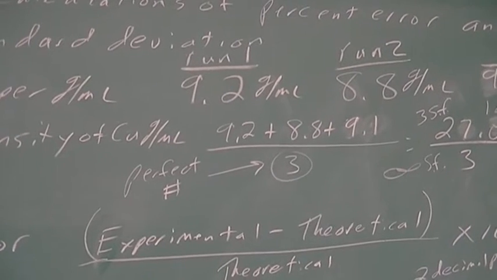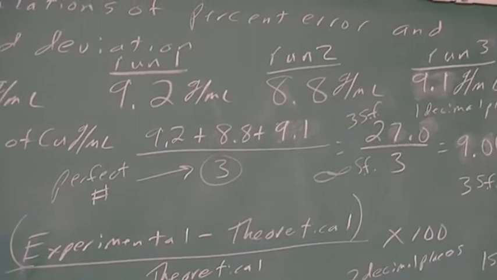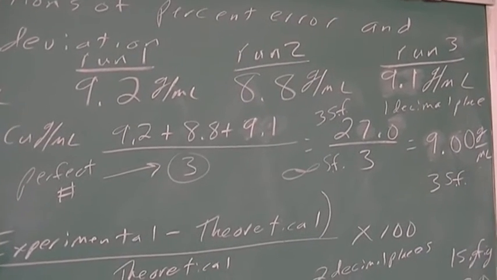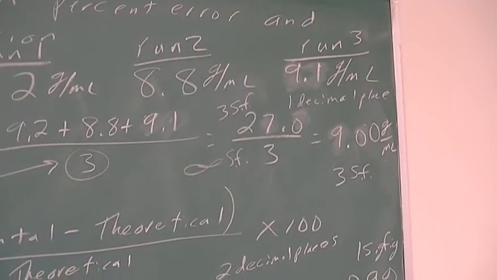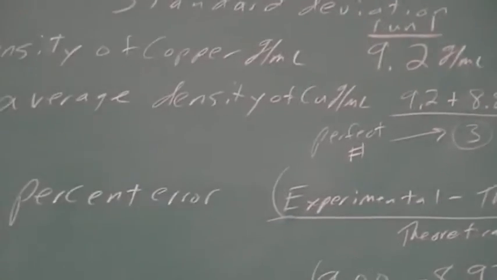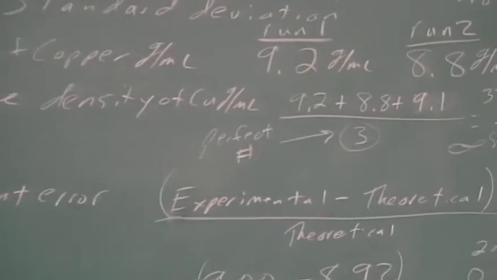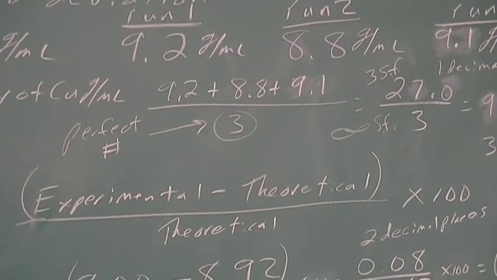So if our numbers were 9.2 for run 1 for the density of copper, 8.8 for the density in run 2, and 9.1 for the density in run 3, we would then take the average. In order to take an average, you add up the three numbers and you divide by 3.